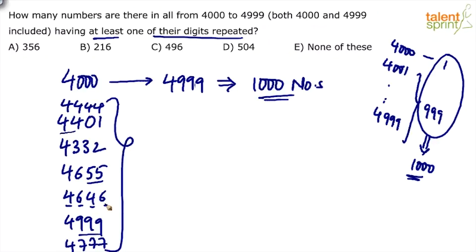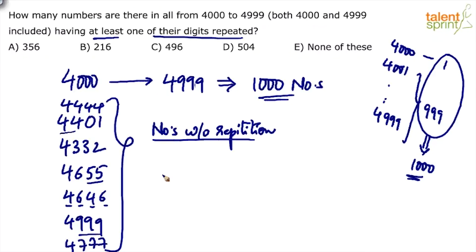Now doing that directly would take a lot of time. So let's do it indirectly. What do you mean by doing it indirectly? Let us find all the numbers between 4000 and 4999 without any repetition, and subtract that count from 1000 to get the required answer. Yes or no? So let's find out all the numbers without repetition.